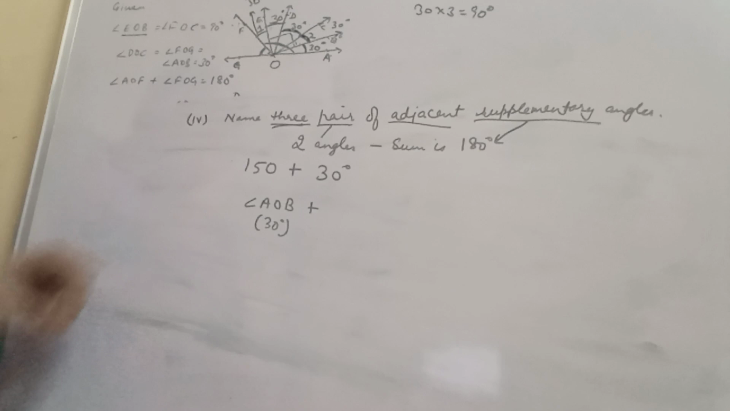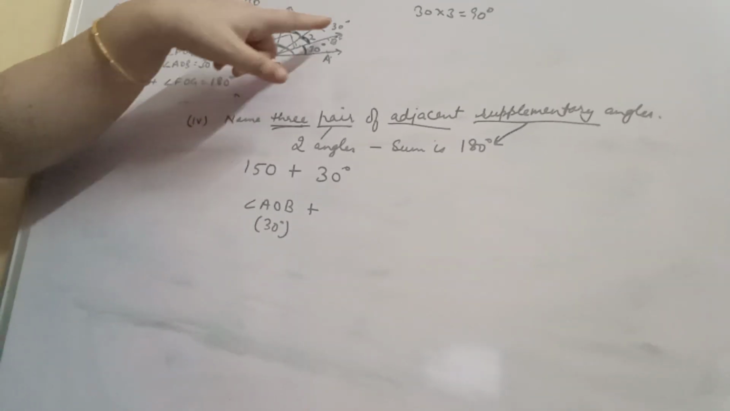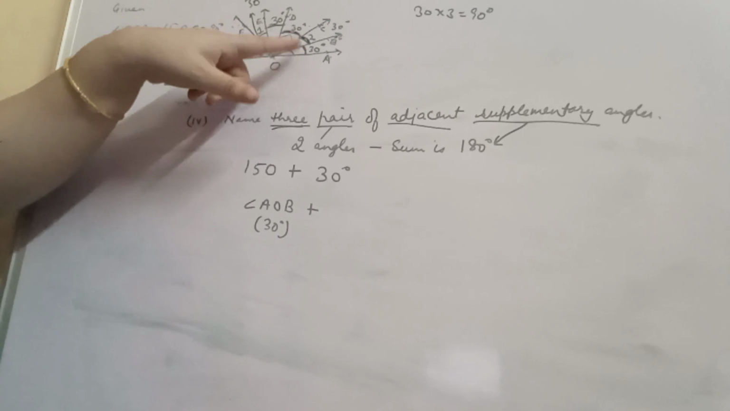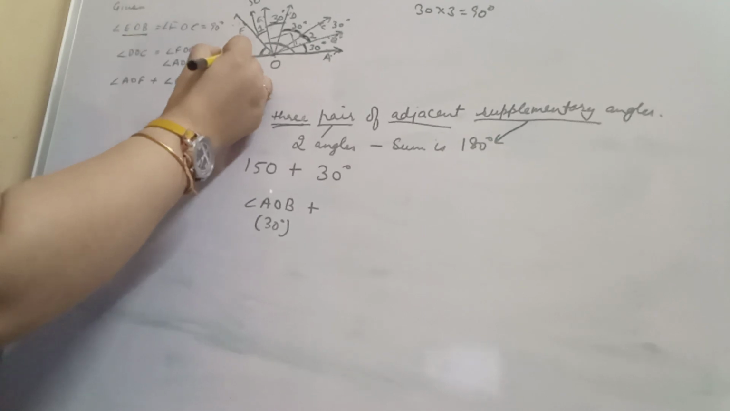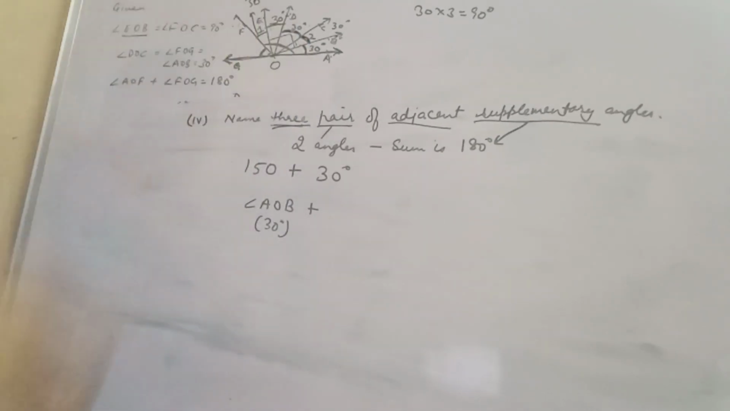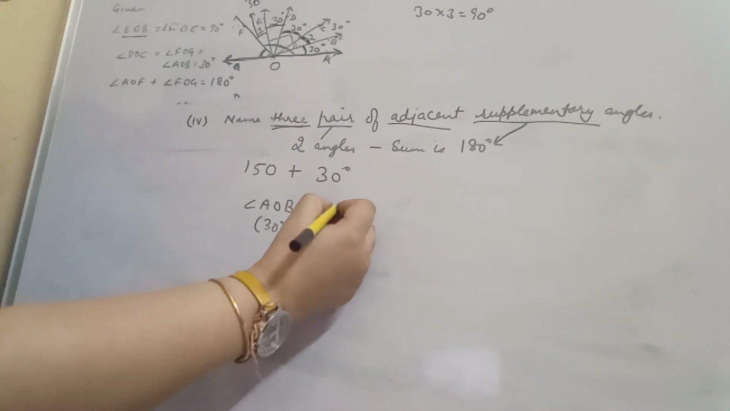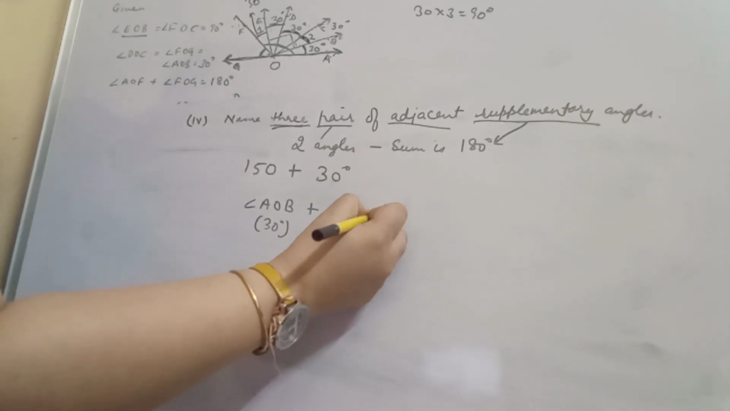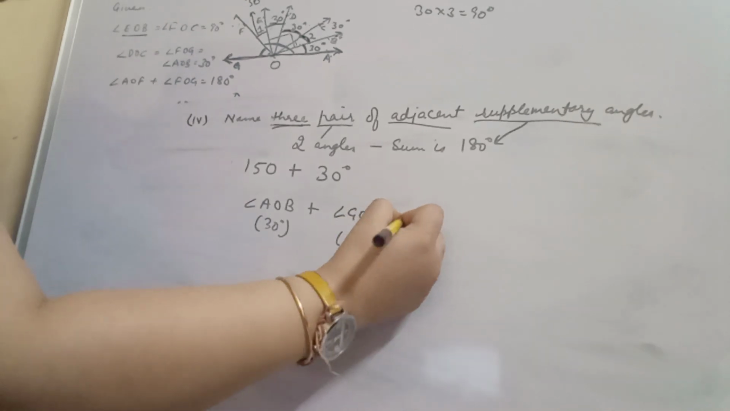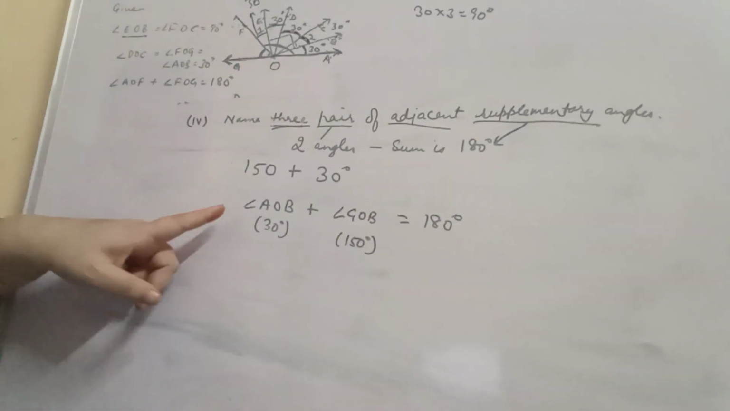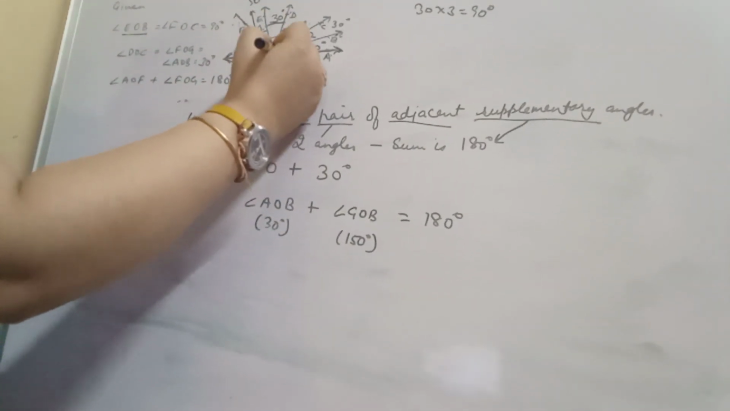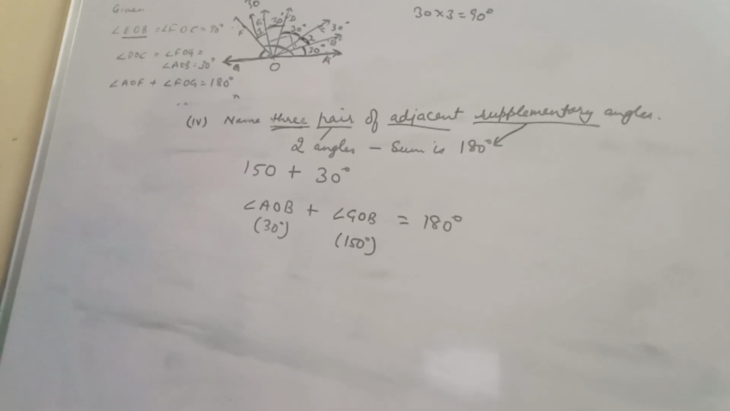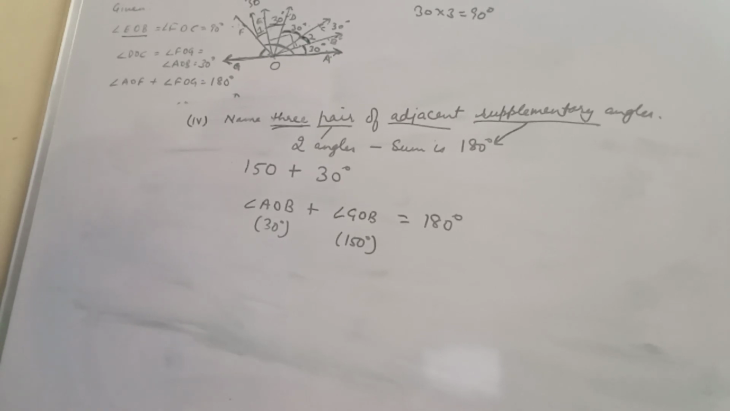So what will be the rest of the angle? It will be GOB, because the whole angle is a straight angle. GOA is a line and this line is forming a straight angle. So AOB 30 degree plus angle GOB is equal to 180 degree. So this is my first adjacent supplementary angle. This is my one pair.